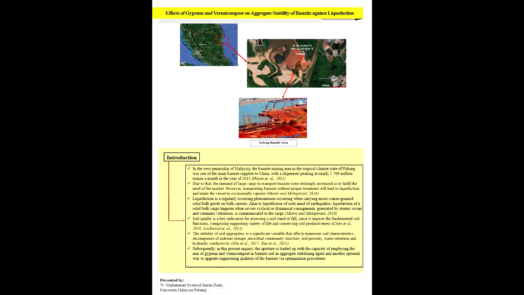Therefore, liquefaction might occur, which is a regularly recurring phenomenon when carrying moist, coarse-grain solid bulk goods on bulk carriers. Due to that, the stability of the soil needs to be improved to avoid this kind of event. Subsequently, in this present inquiry, the aim is to explore the capacity of employing a mix of gypsum and vermicompost in bauxite soil as an aggregate stabilizing agent, and another optional way to upgrade the engineering qualities of the bauxite via an optimization procedure.